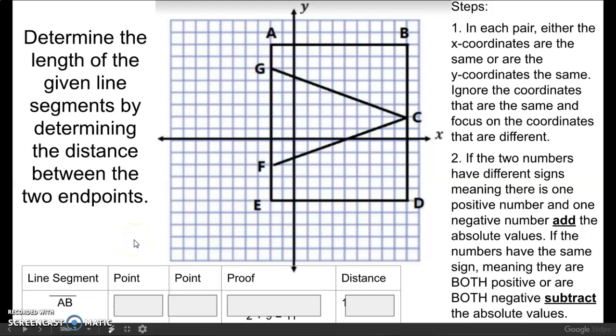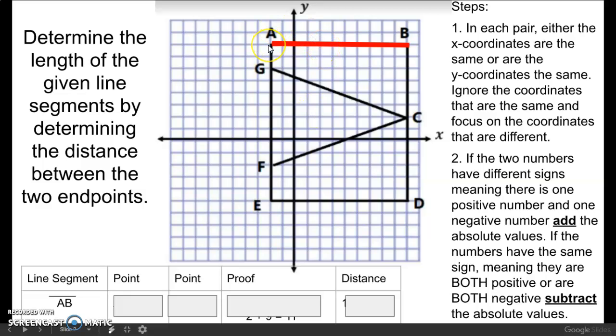In today's lesson, we will learn how to find the distance between two endpoints. In our first example, we are going to find the length of line segment AB in our diagram. To find the length of the line segment, we first need to locate the line segment on our coordinate plane.